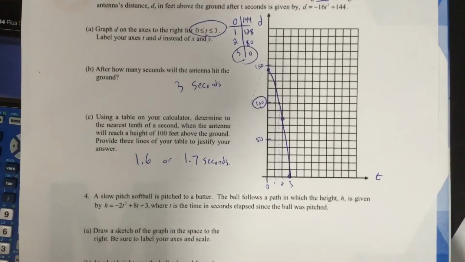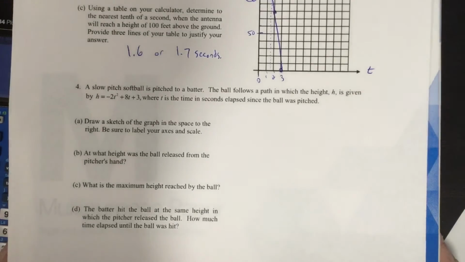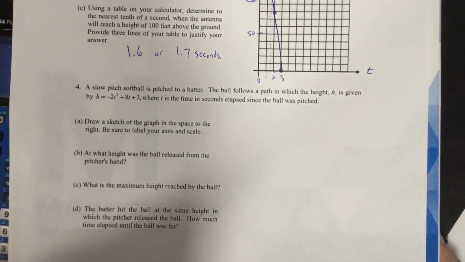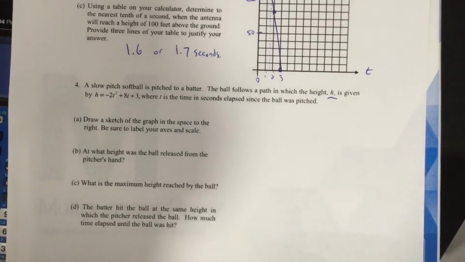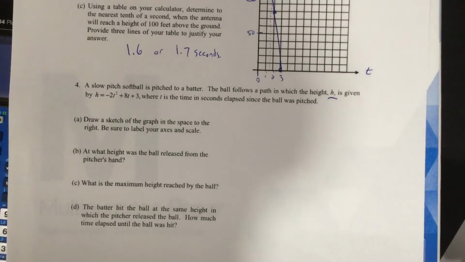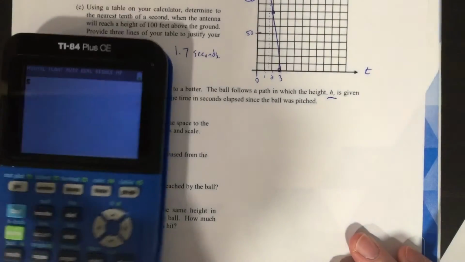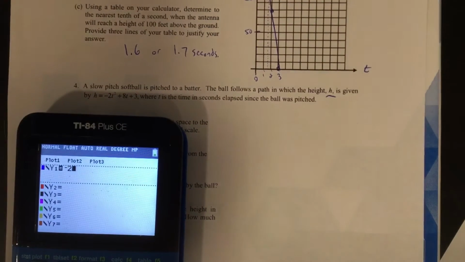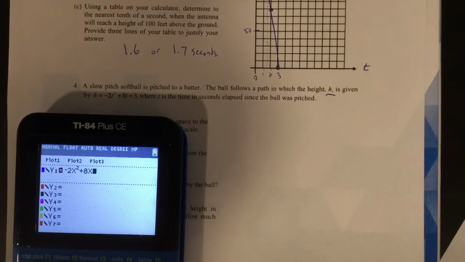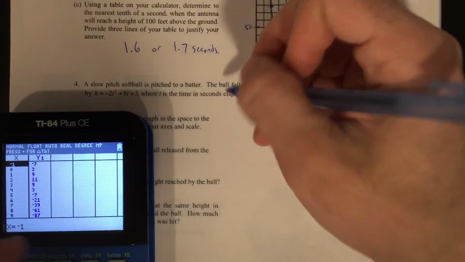Okay, and the last question here. A slow pitch softball is pitched to a batter. The ball follows a path in which the height h is given by h equals -2t squared plus 8t plus 3. T is time in seconds elapsed since the ball was pitched. Draw a sketch of the graph. Okay. Go to y equals -2x squared plus 8x plus 3. Second graph, let's look at our chart here.